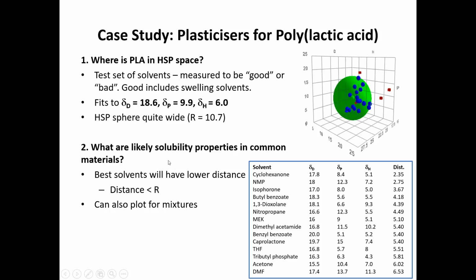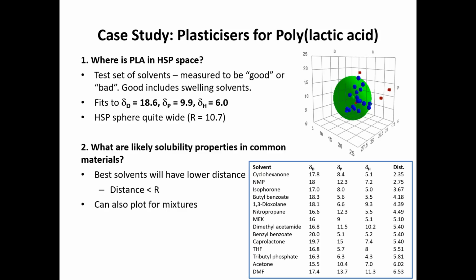So first of all, the first question on those four questions is, where is PLA in HSP space? What was done here was to take a test set of solvents, and solubility of PLA in these solvents was measured to be either good or bad. It's actually quite a simple criterion, and good actually included solvents that didn't strictly dissolve the polymer, but just swelled the PLA. And on the plot on the upper right hand side, you can see the Hansen sphere.